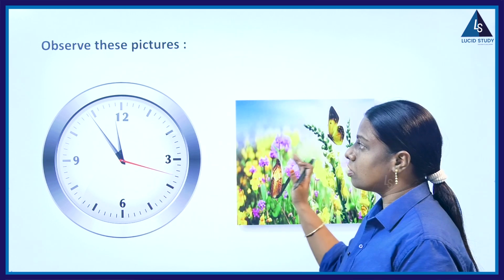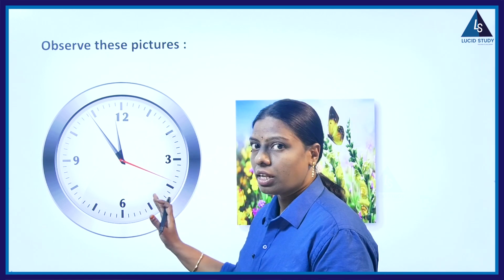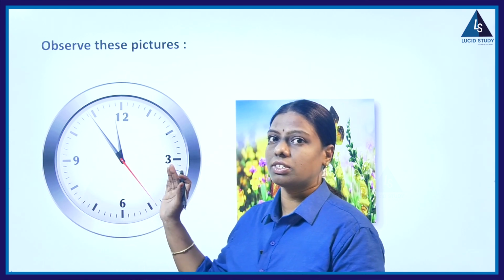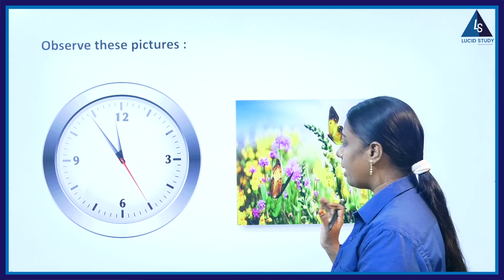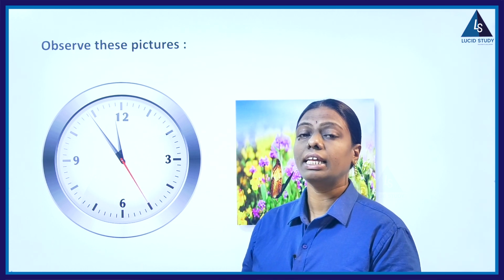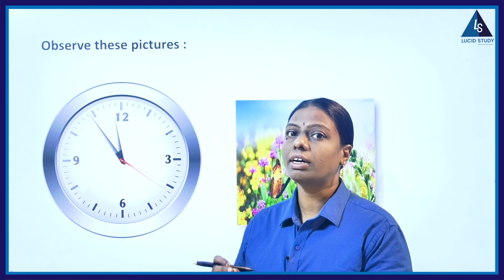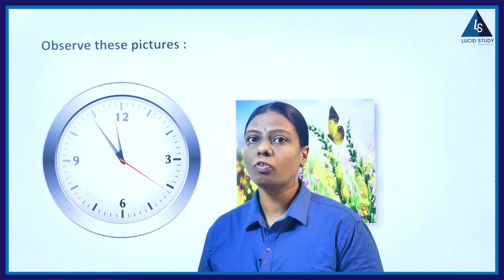Here the butterfly is also moving. But here if you observe, the dial of the clock covers equal distances in equal intervals of time. But the butterfly, when it is on one flower, it may take the nectar for some time and go to another flower. So here it is not going to cover equal distances. It is going to cover unequal distances in equal intervals of time. What do we call these terms? So that is uniform motion and non-uniform motion.